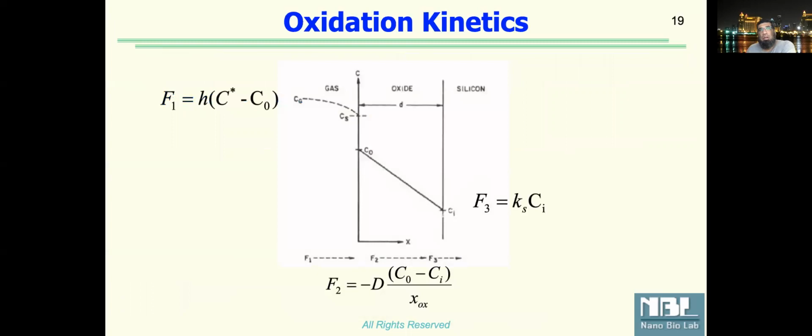Now, all three have different dependencies. The F1 is simply dependent on what is the surface concentration and how fast it is interacting. Number two depends on the diffusion coefficient, hence the D there. And number three is nothing but the rate of reaction at that interface.